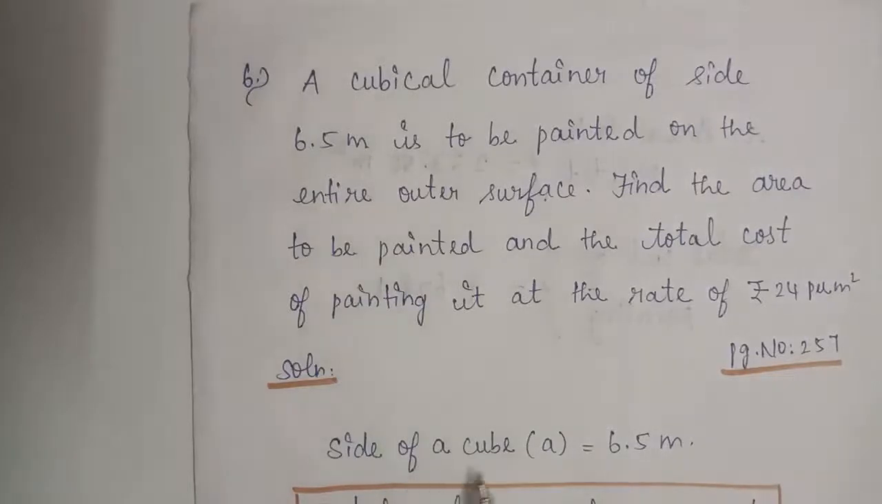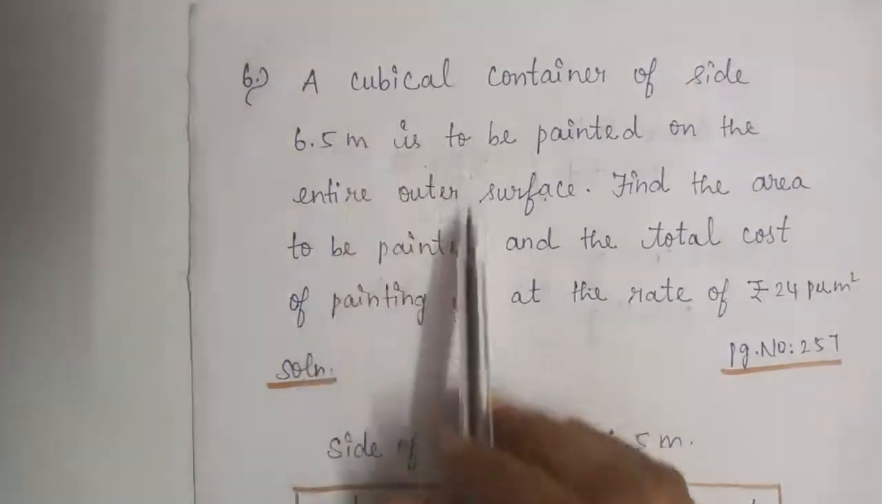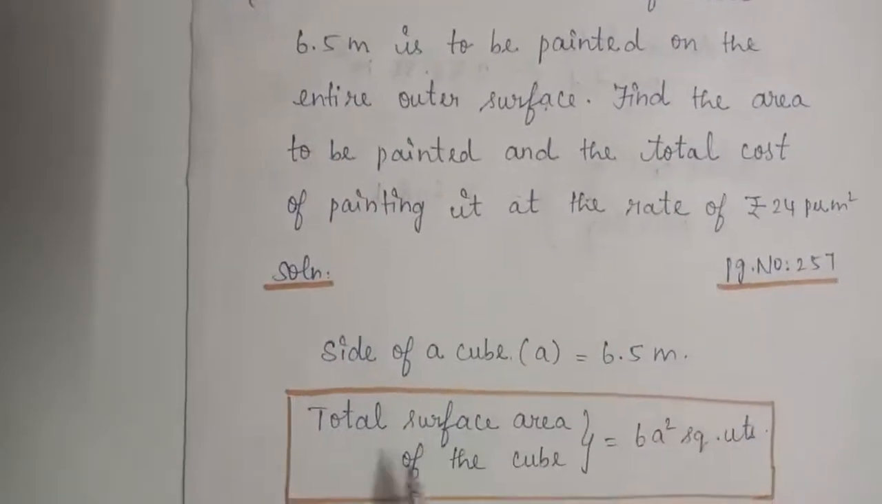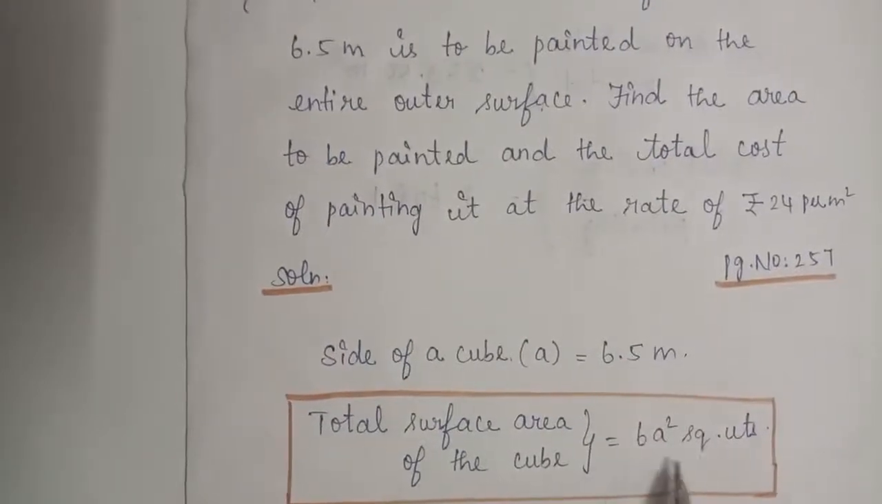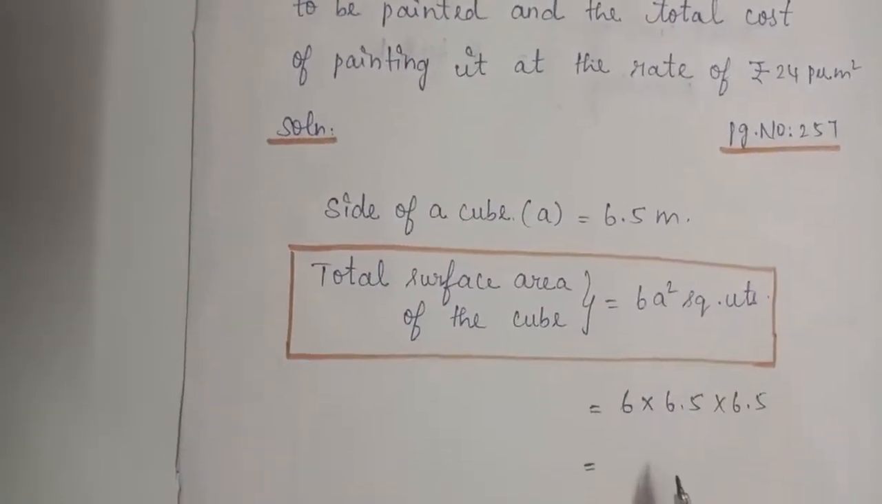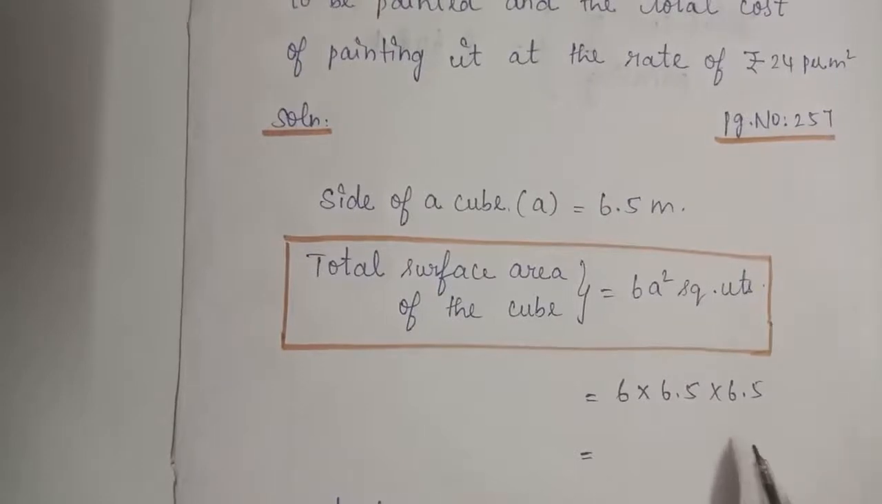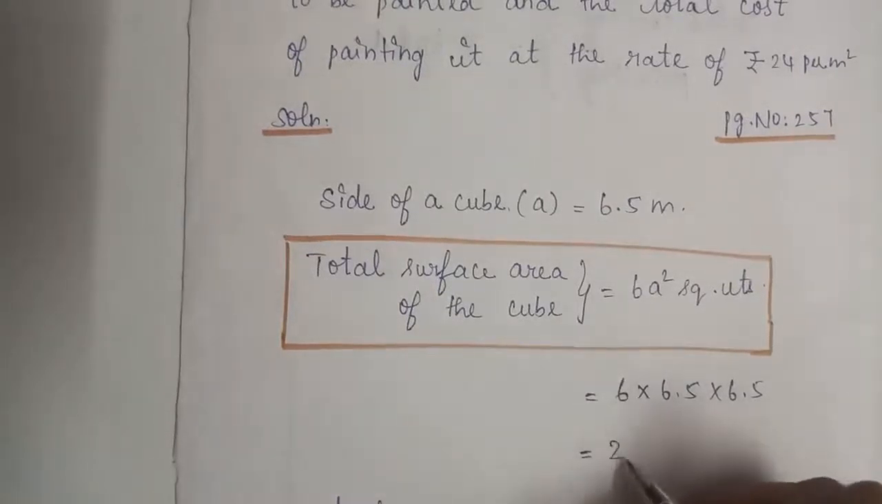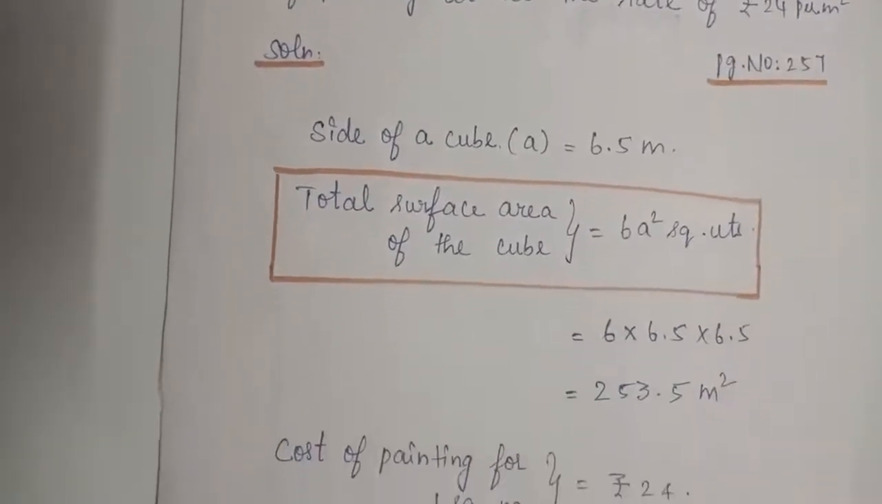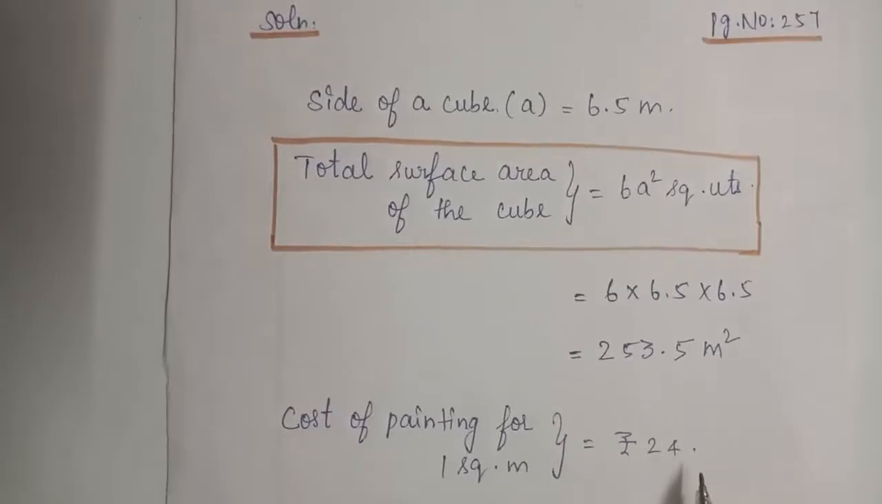So solution, because it is a cubical container, the side of the cube a is equal to 6.5 meter. So total surface area of the cube is equal to 6a square units, which is equal to 6 into 6.5 into 6.5. We get 253.5 meter square.